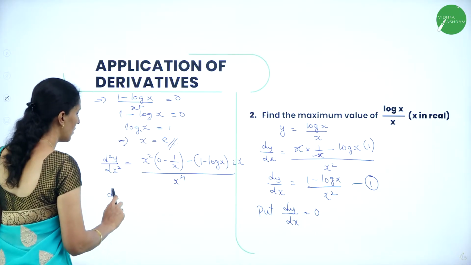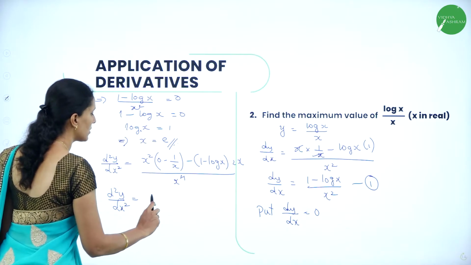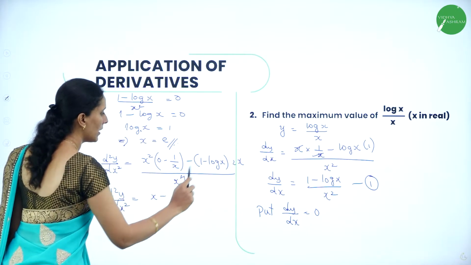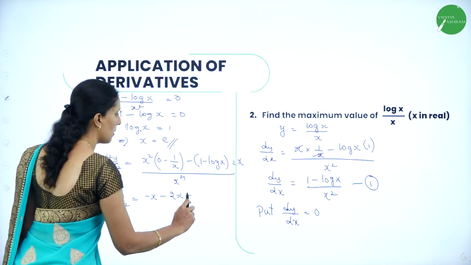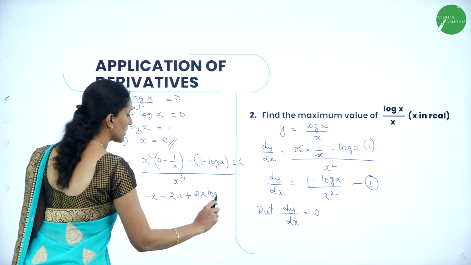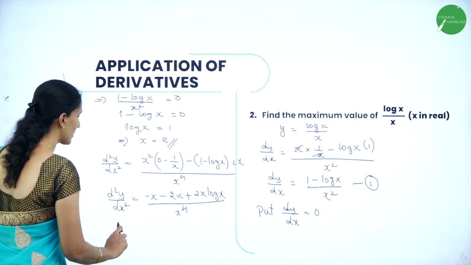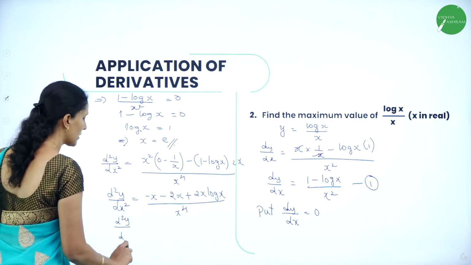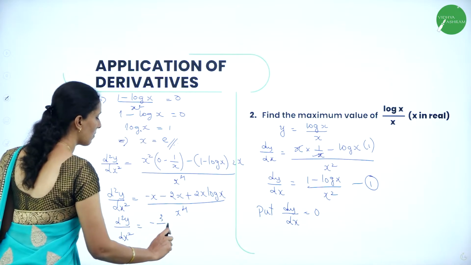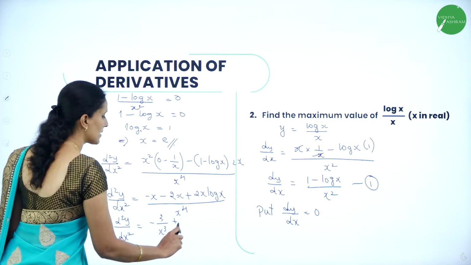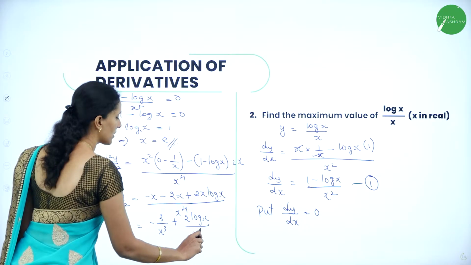So, here d square y by dx square is equal to, cancels. So, this is x minus multiply 2x and here minus, here plus 2x log x whole divided by x power 4. So, this is minus 3x. d square y by dx square is equal to minus 3x by x power 4 becomes minus 3 by x cube plus, x cube cancel, 2 log x divided by x cube.